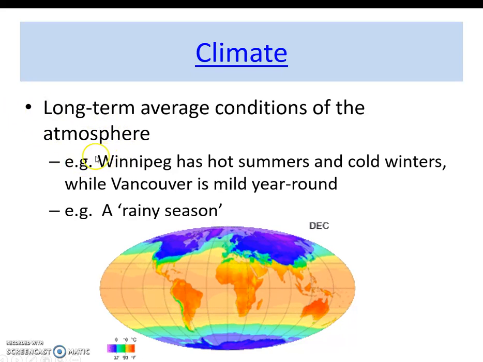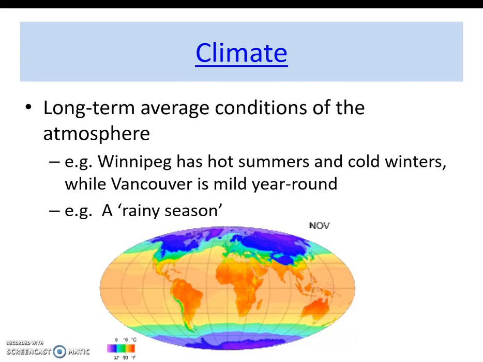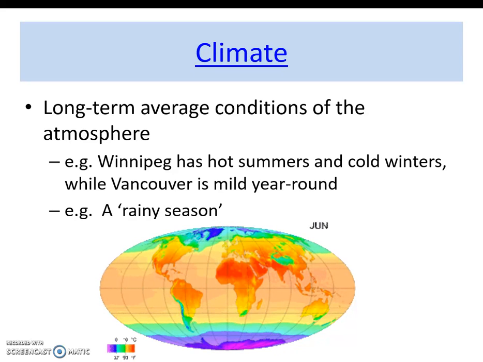So for example, we could say that Winnipeg is most likely going to have hot summers and quite cold winters, whereas Vancouver is relatively mild all year round. It doesn't get too cold in the winter, but it never really gets too hot, or very seldom does it get very hot in the summer either. And we're going to learn why that happens in the coming days.